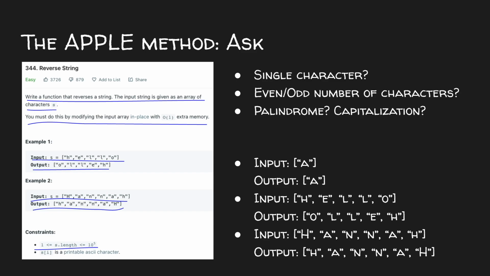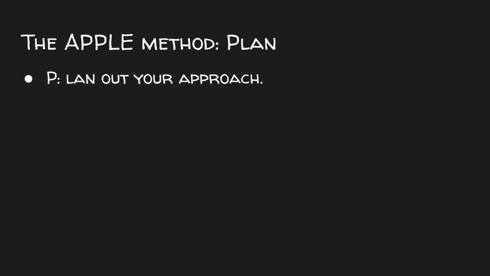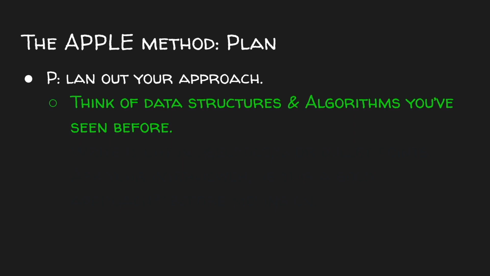The next step is to plan. Plan out your approach. It can be very intimidating to think on the spot, so try to recall previous problems and patterns you've seen before. This is also where general data structures and algorithms knowledge comes into play. Now, the problem may not map exactly onto a previous problem you've seen, but reason it out slowly and write out some pseudocode or bullet points for your solution.